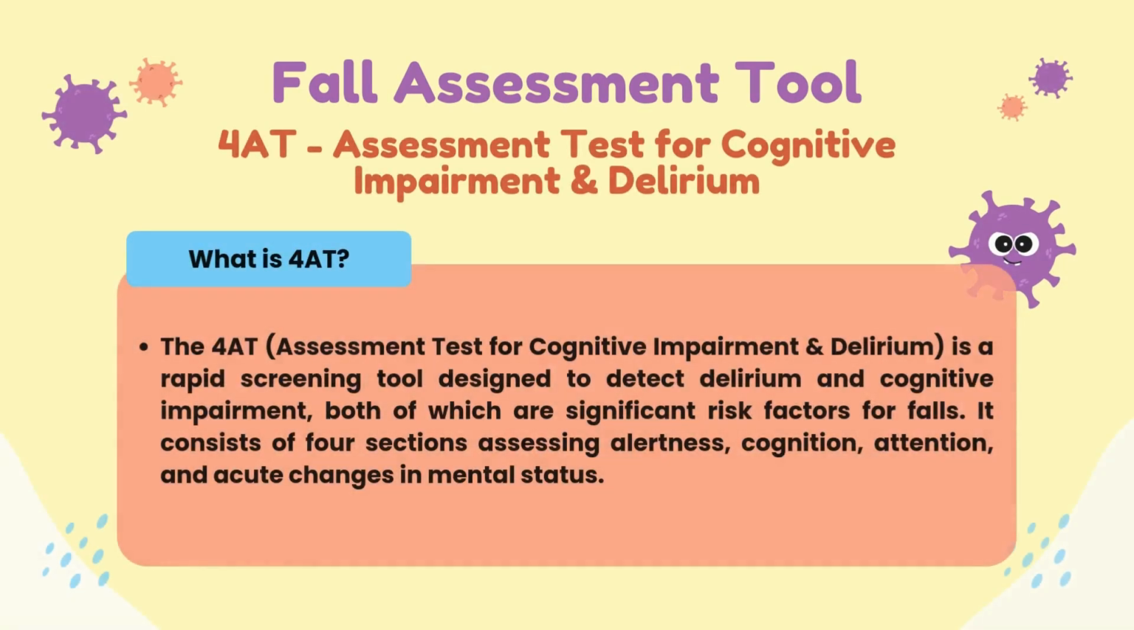The 4AT, or assessment test for cognitive impairment and delirium, is a rapid screening tool designed to assess cognitive impairment and delirium, both of which are significant risk factors for falls. This tool evaluates a patient's alertness, cognition, attention, and any acute changes in mental status.